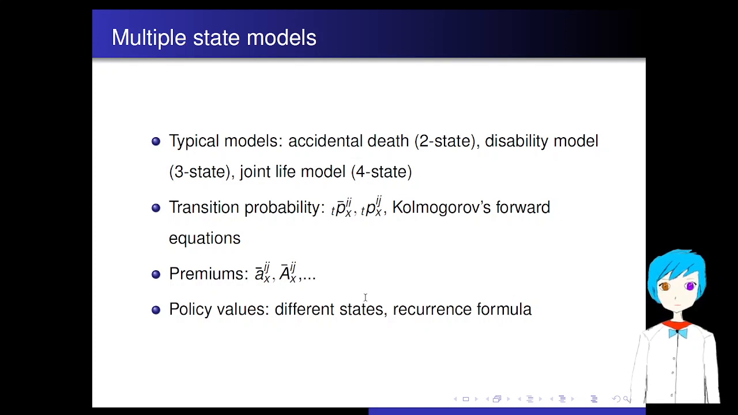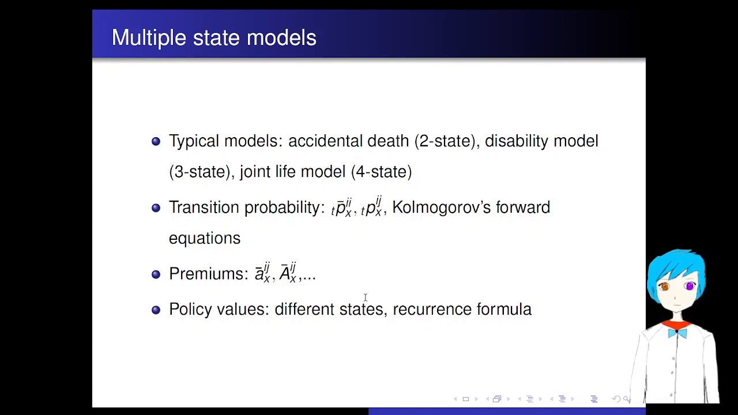Then we need to calculate the premiums for the multiple state model insurances, where the insurance can be paid in multiple different ways. Then we need to calculate the present value of the annuity as a result of the transition from i to j, small a, as well as the capital A. This is the present value of the sum to be paid after the transition from i to j happens.